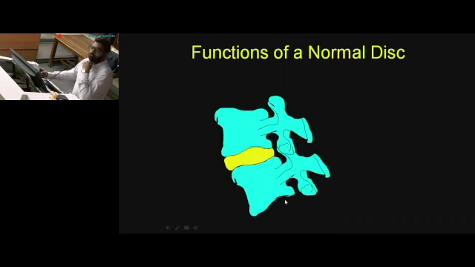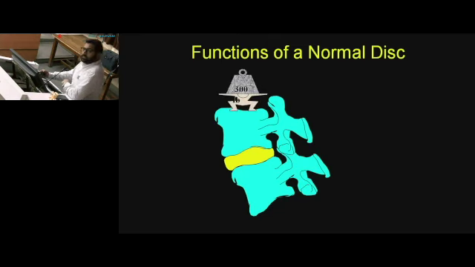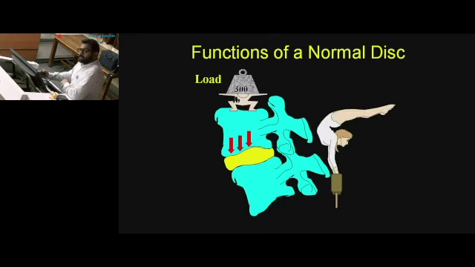So if you see the normal function of a disc, this is a normal spine and a normal disc with normal vertebrae. If this disc is subjected to, say, 300 lbs of load, the whole of the load is equally distributed throughout the disc. So in the physiological state, a person can do any movement without any pain in the back.